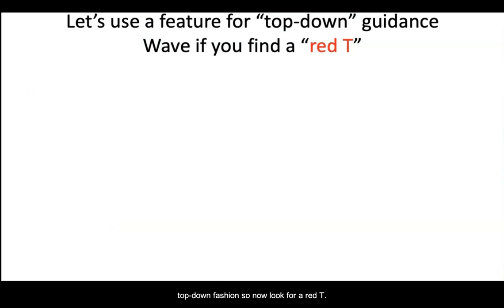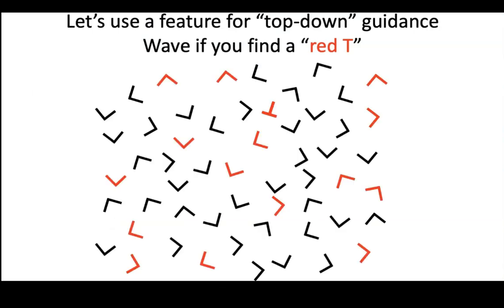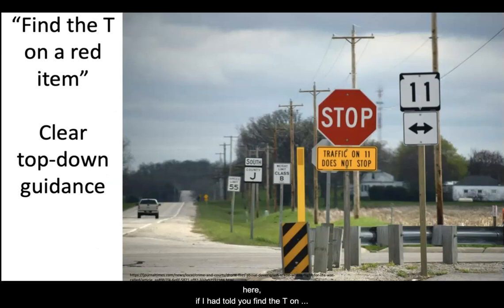So now look for a red T. Not quite as easy, but you will have the intuition that you paid attention to the red items and not to the black items. You guided your attention in a top-down fashion to red. And again, here, if I had told you find a T on a red item, you would have quickly guided your attention to the one and only red item in the field.